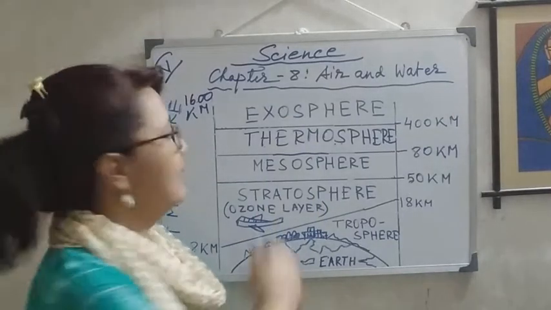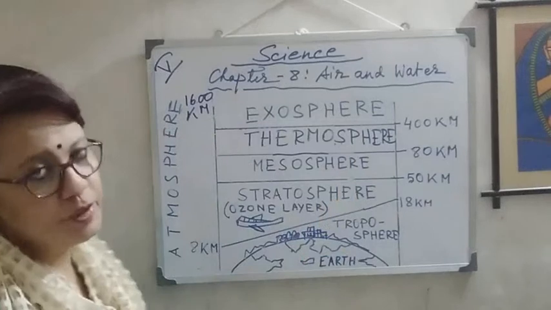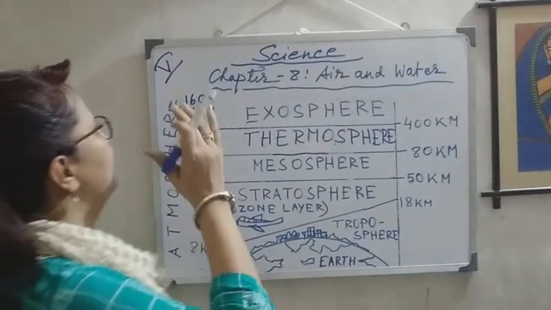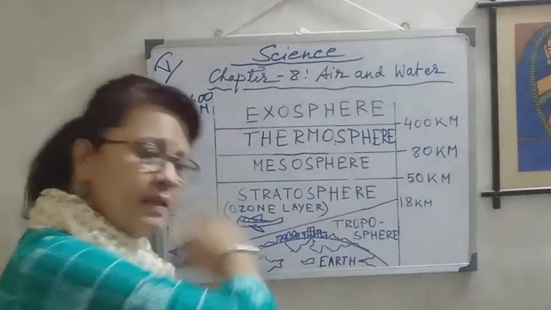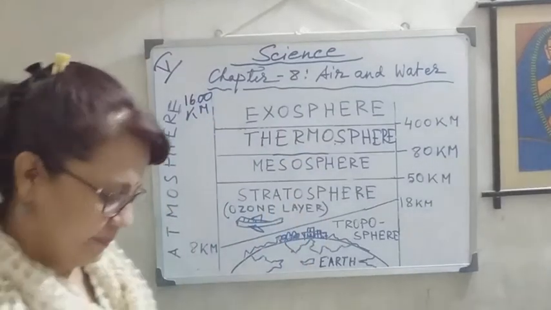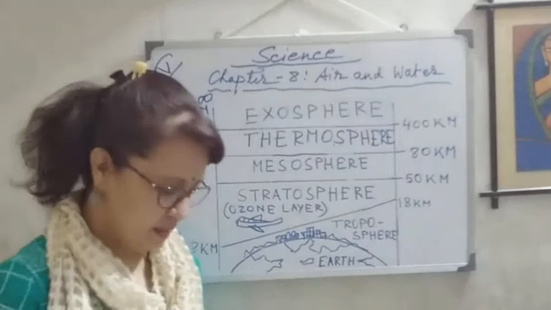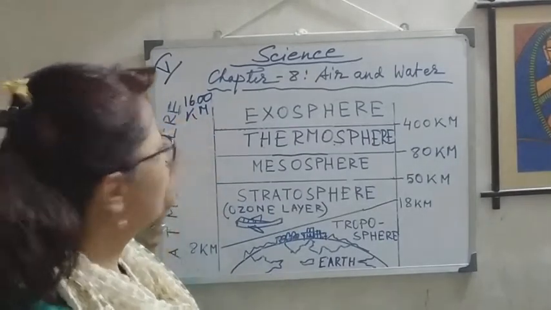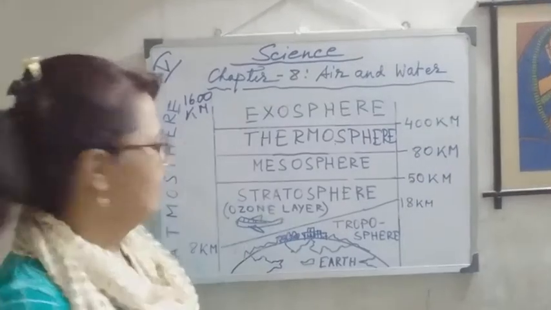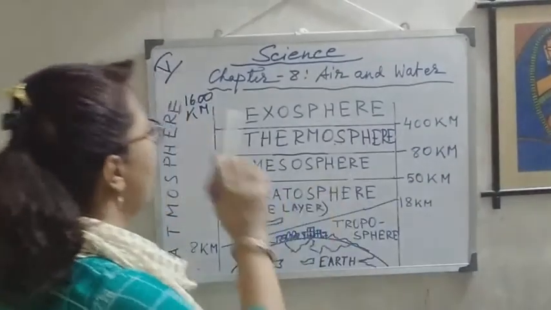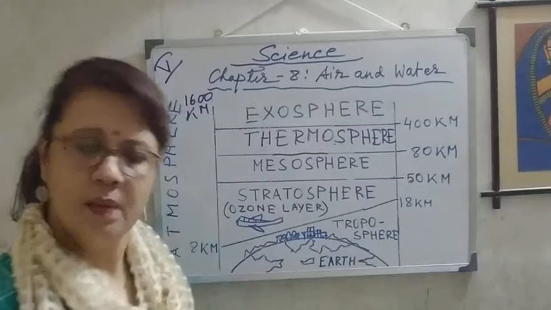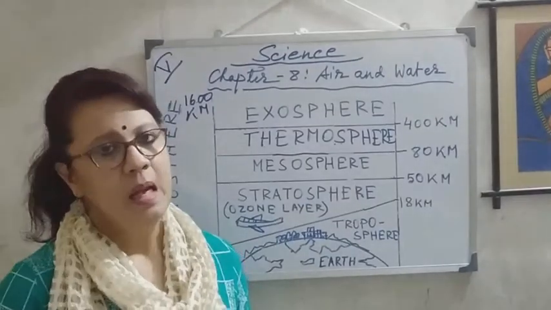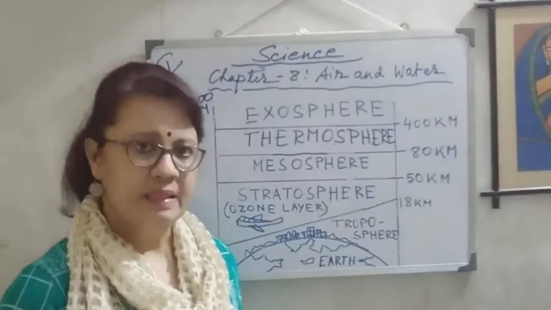And the outermost layer of the atmosphere is exosphere. It extends up to 1,600 kilometers and then gradually merges with the space. It is a thin layer. The densest layer is troposphere and the thinnest is exosphere. So these are the layers of the atmosphere, and today I'll tell you in detail about that.